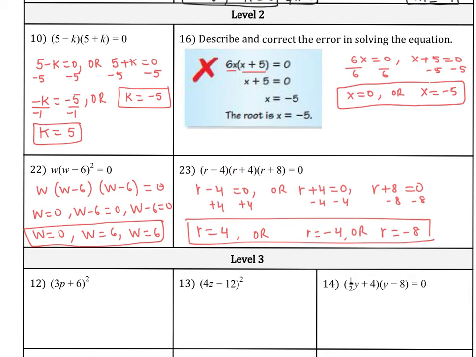Now I'm going to try level 3, just for those who want to try level 3, and you can watch this. Otherwise, you can stop at level 1 and 2.